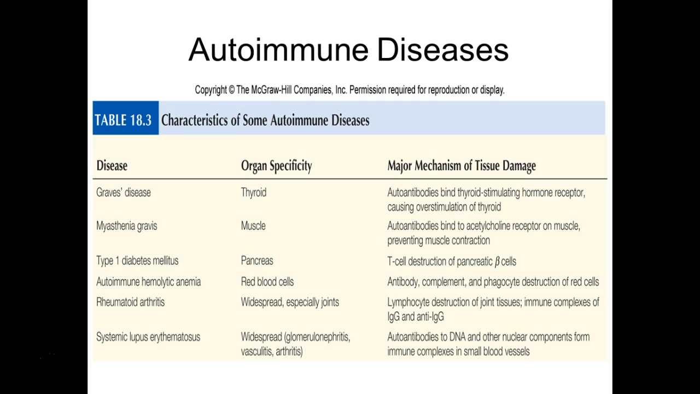So the problem here is the antibodies bind to the receptor instead of the hormone. So then you overstimulate the thyroid and it produces more of the thyroid hormones than it should. And so you get this overexpression. And I'm not exactly sure what they do for treatment of this one.